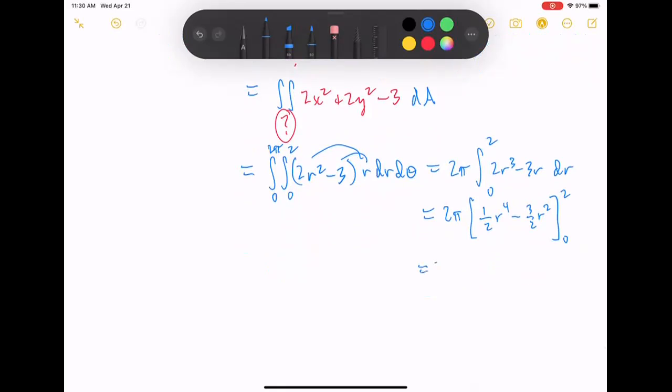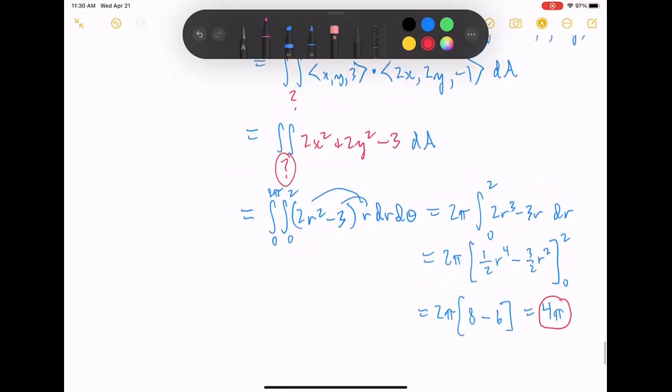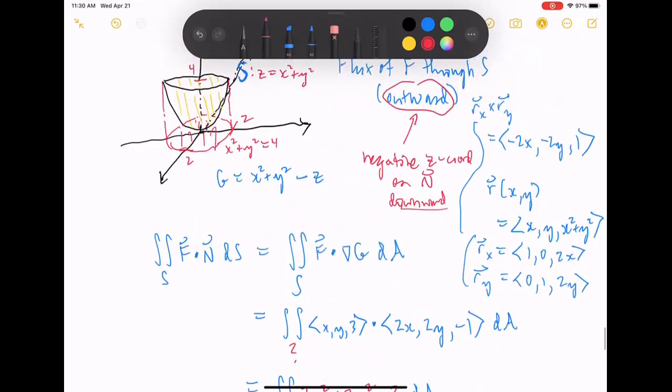So we're going to get 2 pi. Okay. And 2 to the 4th is 16, divided by 2 is 8, minus 4 divided by 2 is 2, times 3 is 6. I get 4 pi. I get 4 pi as the total amount of outward flux. All of this was outward flux, don't you see?